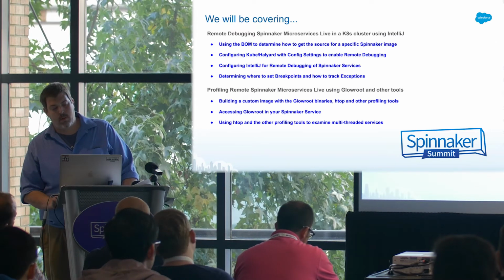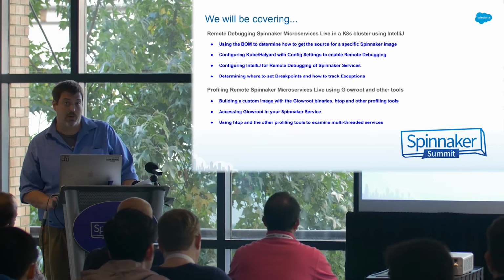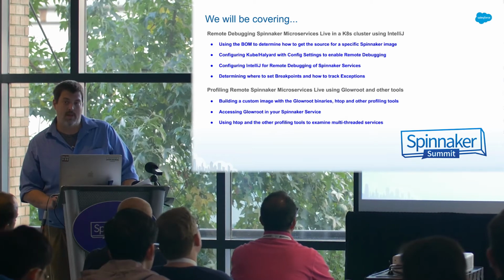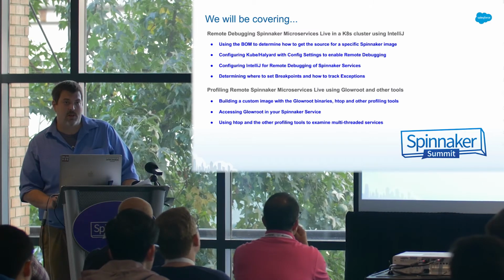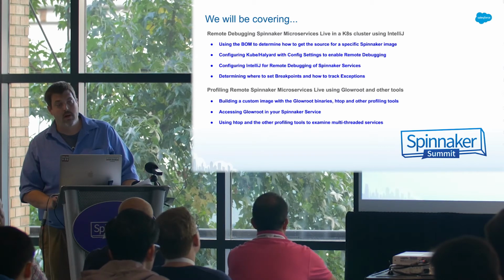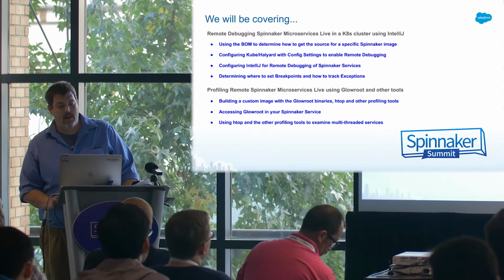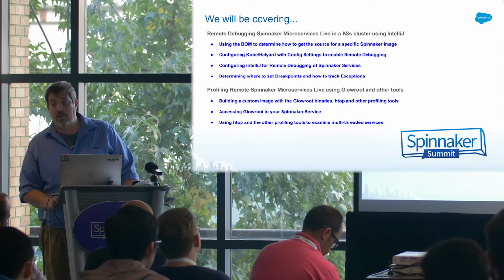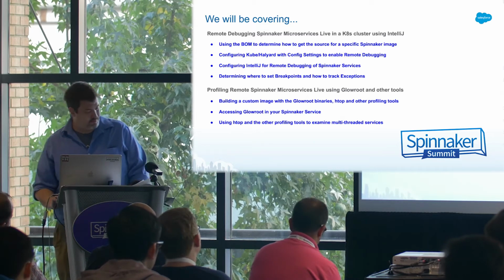The second portion of the talk is going to be about using an open source tool called GlowRoot. It's a JVM-based profiling library, and in order to use this, you're going to need to build a custom image of, in this case, Cloud Driver, with the GlowRoot binary, and then basically deploy it into your cluster and connect to it.